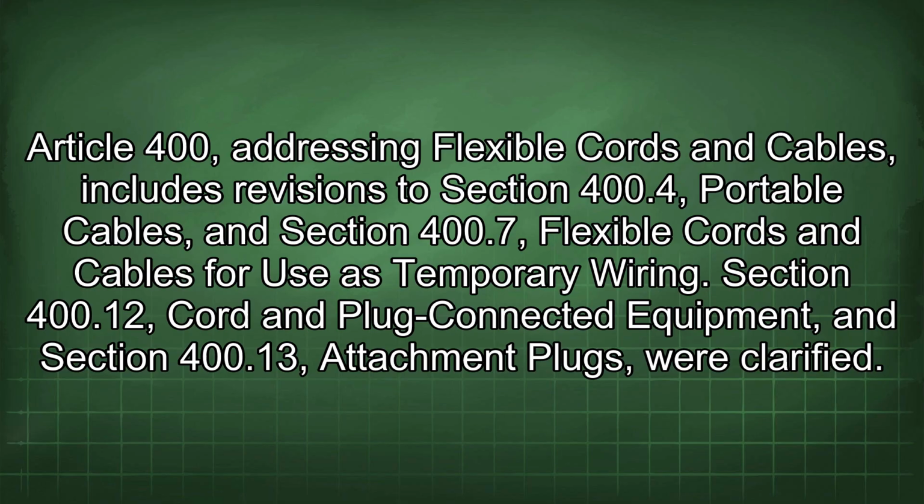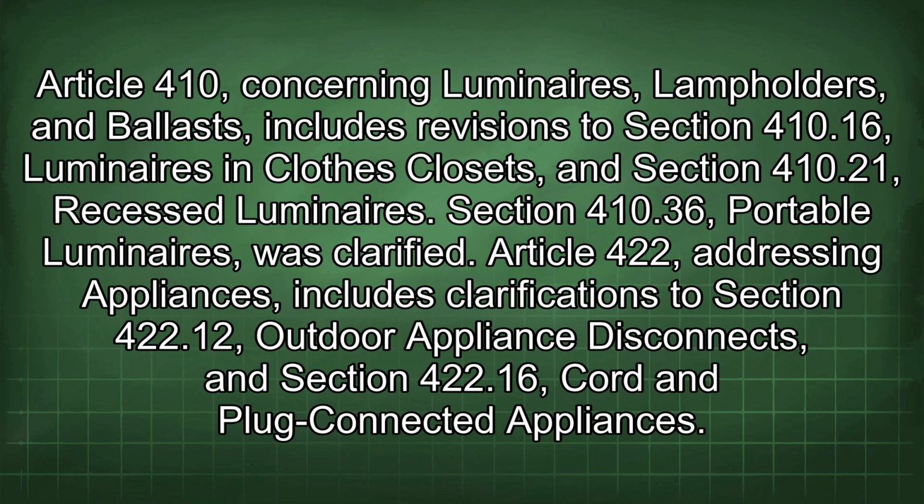Article 400, addressing flexible cords and cables, includes revisions to Section 400.4, portable cables, and Section 400.7, flexible cords and cables for use as temporary wiring. Section 400.12, cord and plug connected equipment, and Section 400.13, attachment plugs, were clarified. Article 410, concerning luminaires, lamp holders, and ballasts, includes revisions to Section 410.16, luminaires and closed closets, and Section 410.21, recessed luminaires. Section 410.36, portable luminaires, was clarified.